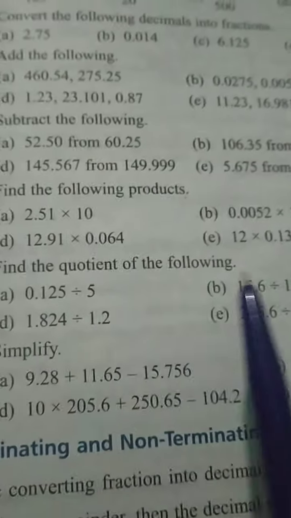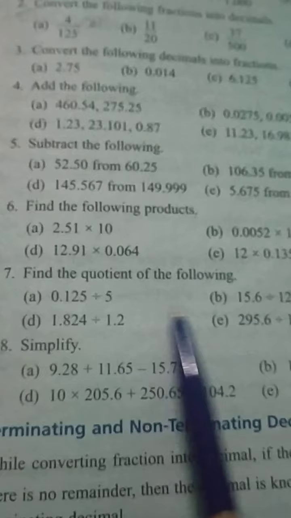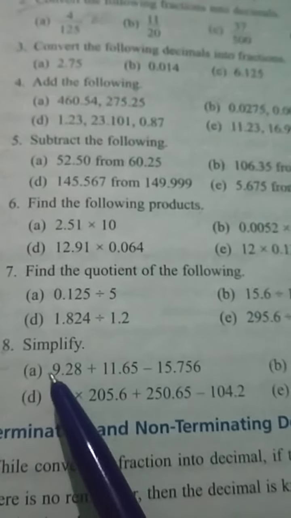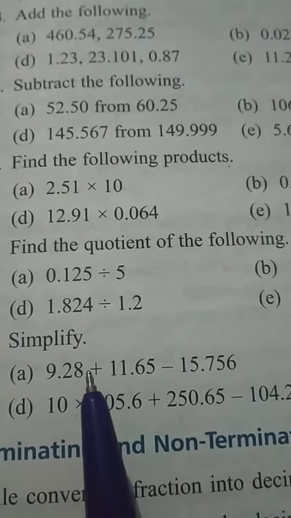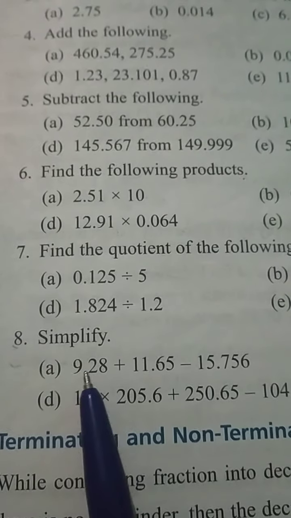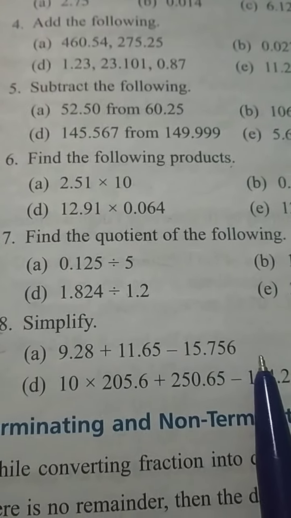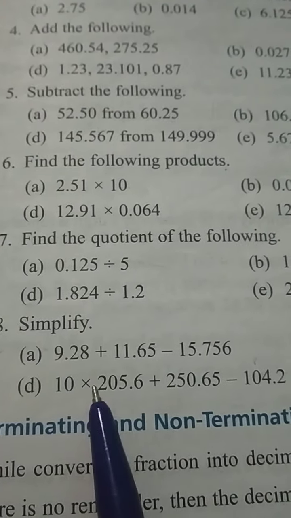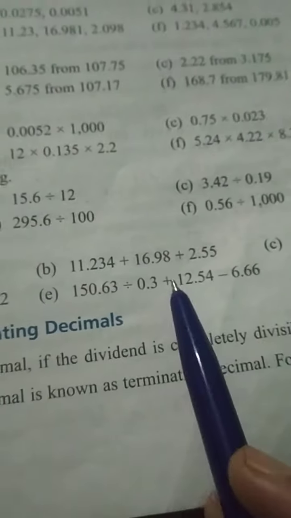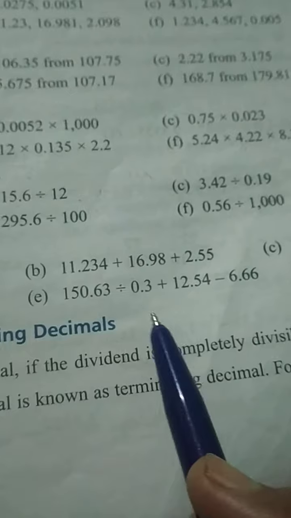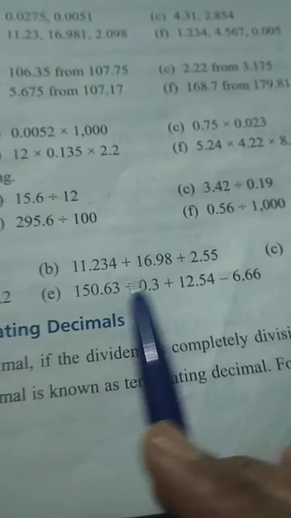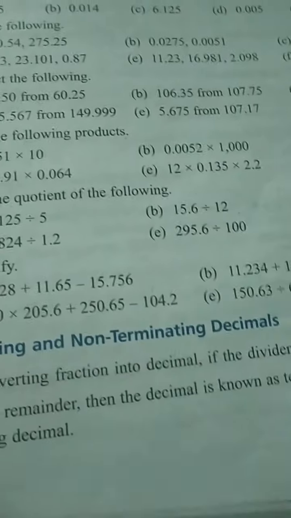Okay, now question number 8. The rest of the questions you have to try. Any doubt you can ask. Now question number 8, simplification. You have to apply the BODMAS rule here. First addition, then subtraction. Here also first multiplication, then addition, then subtraction. Similarly in all the questions, BODMAS, division comes first. Okay, the DMAS rule you have to apply because there is no bracket. So DMAS you can say.